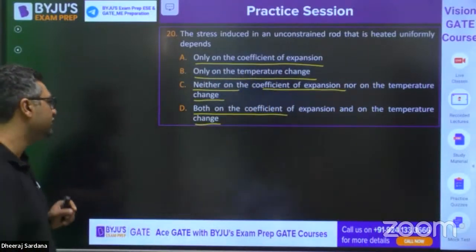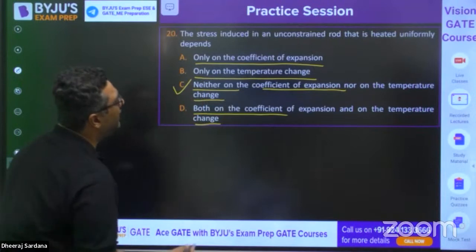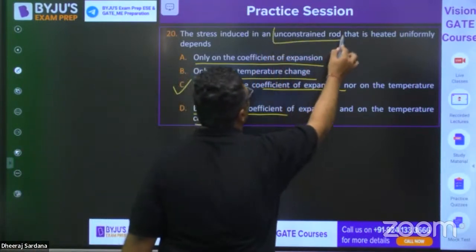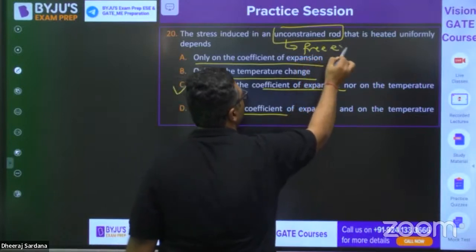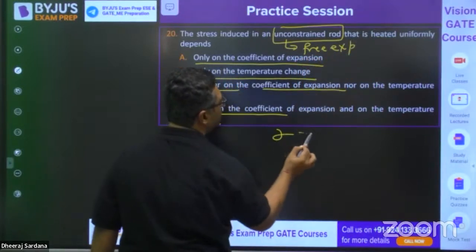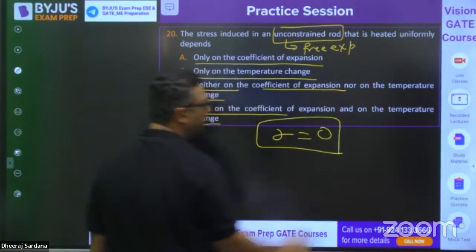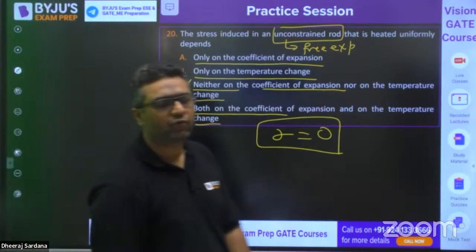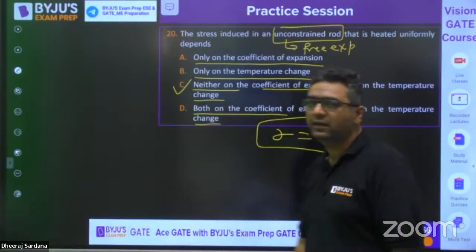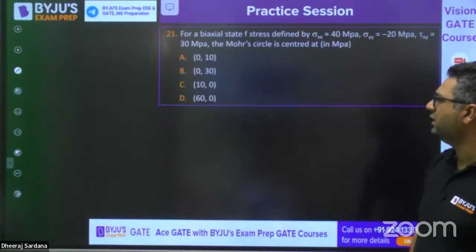So the answer for this will be C, because they have said the unconstrained rod. Unconstrained rod means free expansion. For free expansion, stress is zero, irrespective of anything. So the answer is C. This is a 1 mark question from XC, can repeat in mechanical and civil.